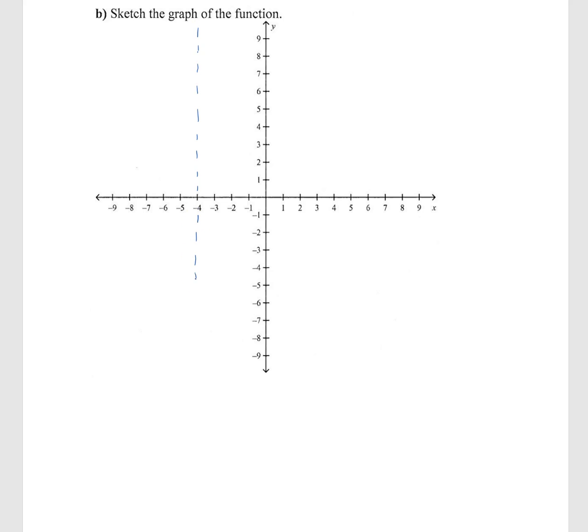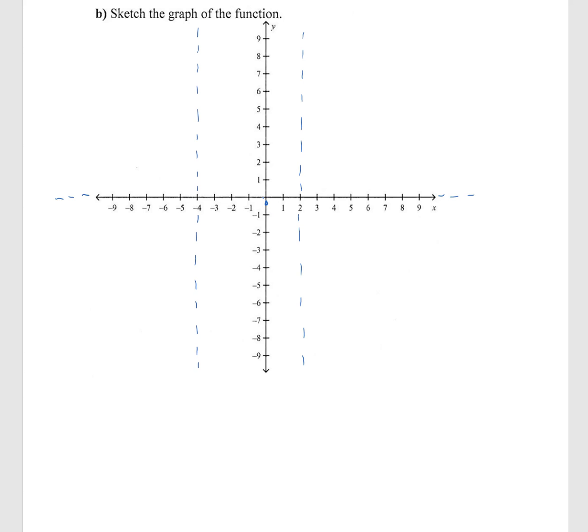At x equals -4 and +2. Also said we have a horizontal asymptote at y equals 0. So I'm just going to indicate that here. And we've also said that the y-intercept is -1/8. So that's going to be kind of about here. That's where our function crosses the y-axis.